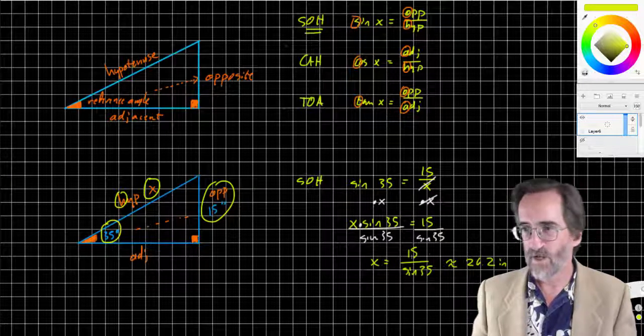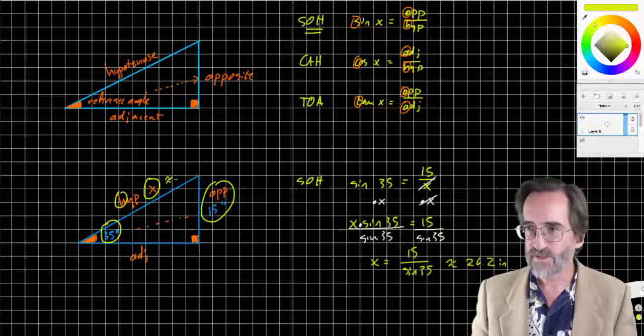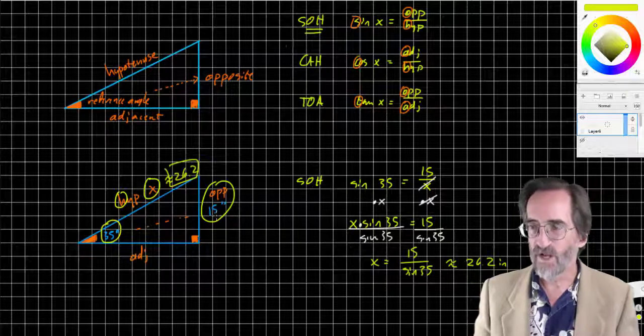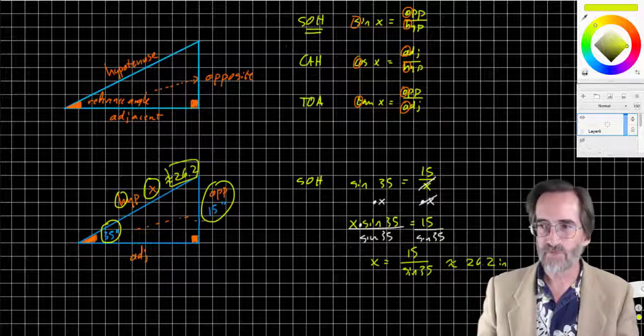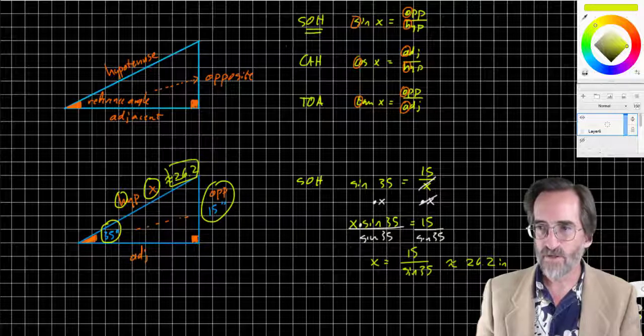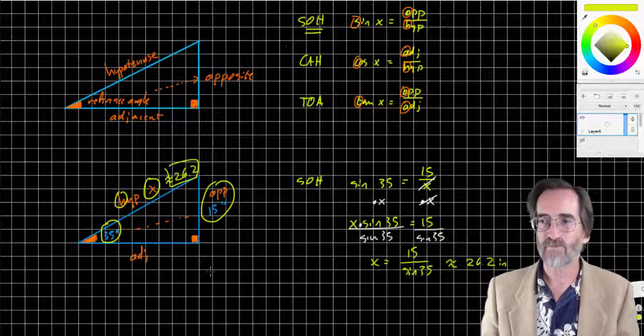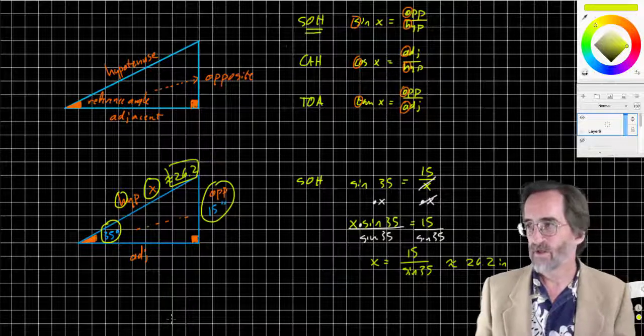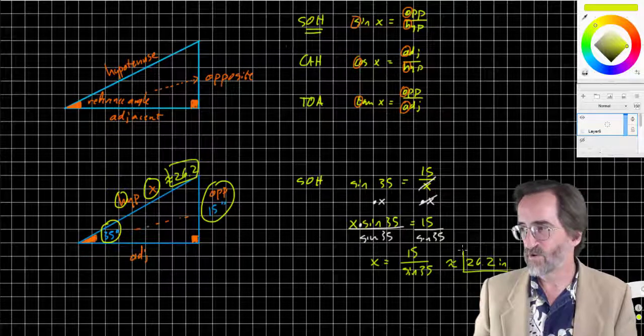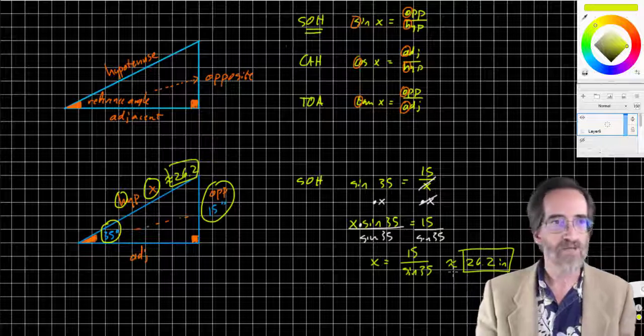26.2 inches. Now again, I want to make sure this makes sense compared to the side I know. The side I know is 15. That's the small side of the triangle. It looks like 26.2 is almost double that. And yes, that does appear to be almost twice as long. Okay? And so that's how you use the trig functions: sine, cosine, and tangent.